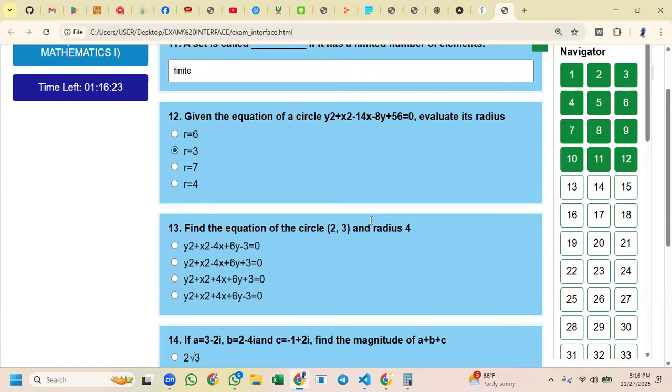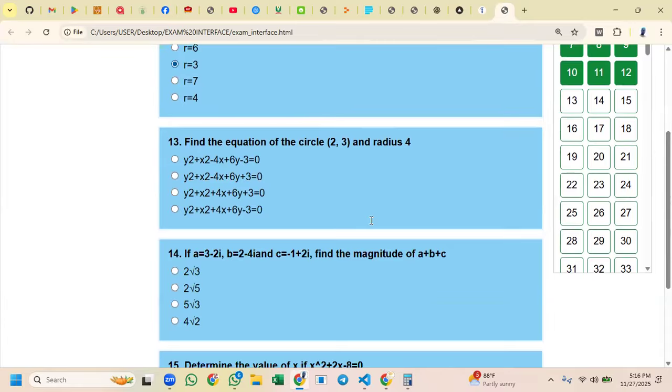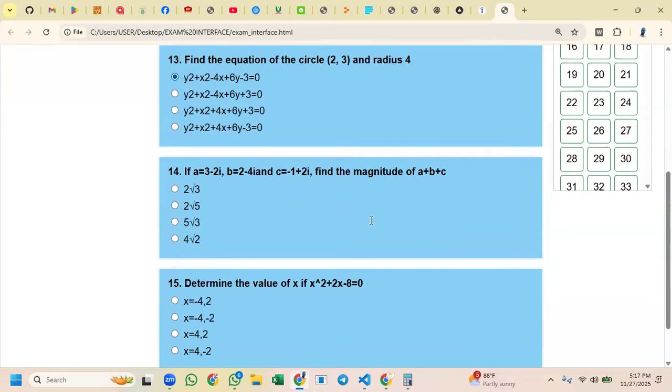Now, find the equation of the circle, centre 2, 3 and radius 4. What will be the equation of the circle? 2, 3, radius 4. That is x minus y. Is it A or B? It's A. The answer is A.